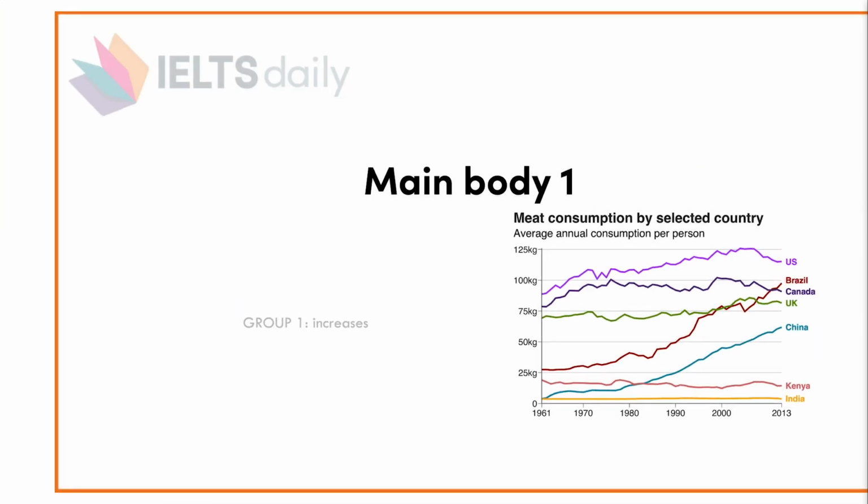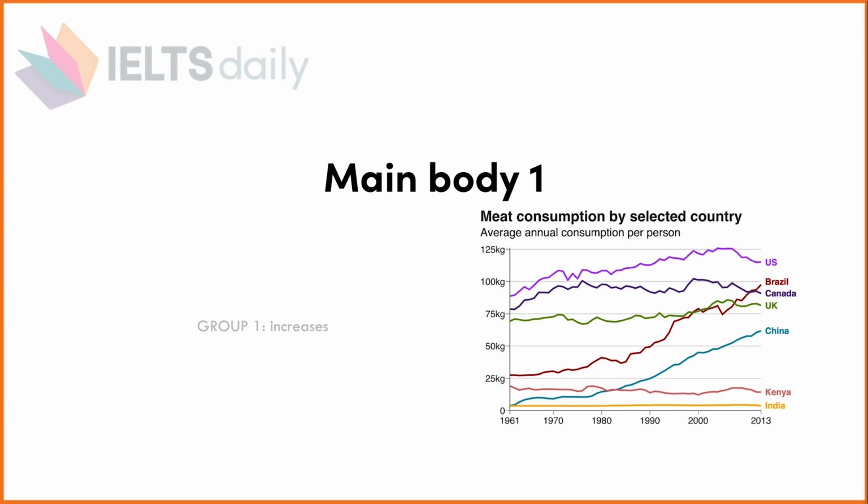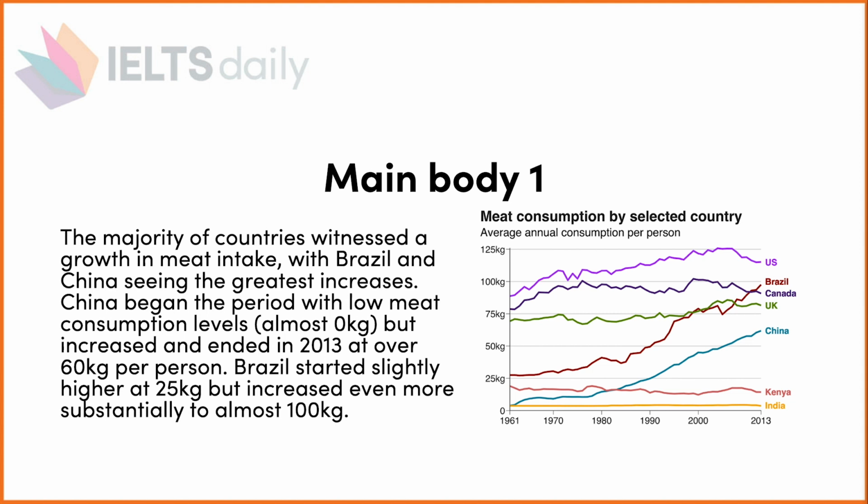Here's my first main body paragraph. I've grouped the information into countries which saw or witnessed an increase in meat consumption. The majority of countries witnessed a growth in meat intake, with Brazil and China seeing the greatest increases. China began the period with low meat consumption levels, almost 0 kilograms, but increased and ended in 2013 at over 60 kilograms per person. Brazil started slightly higher at 25 kilograms, but increased even more substantially to almost 100 kilograms.